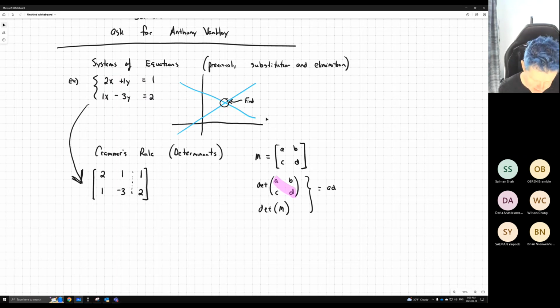putting a minus sign after the D, and then multiplying along the secondary diagonal. It's that easy, right? So the determinant of the matrix M is just AD minus CB. So let's look at some examples of calculating determinants.